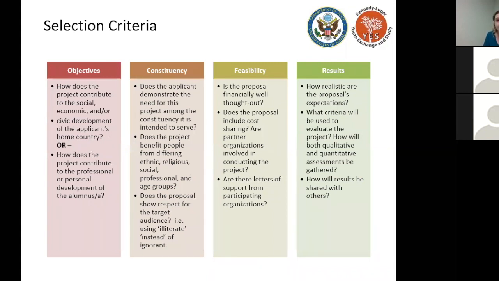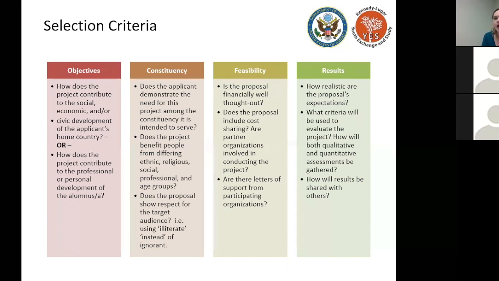We look at constituency. Does the applicant demonstrate the need for the project among the constituency it's intended to serve? Does the project benefit people from differing ethnic, religious, social, professional, and age groups? And does the proposal show respect for the target audience? You don't want to use words like ignorant, or instead use illiterate, or don't talk about people living in slums. Talk about people living in impoverished neighborhoods, for example.